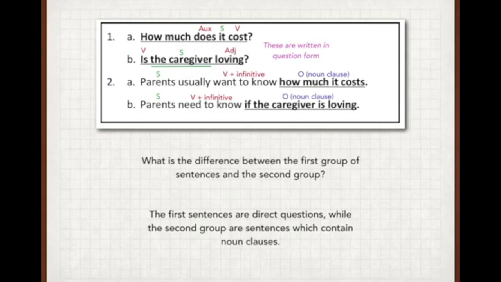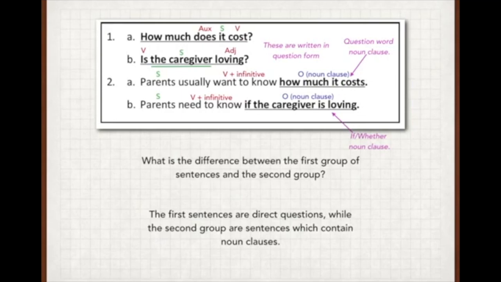So what's the difference? The first group are direct questions. In the second group, in the first one, we have a question word noun clause, because how much it costs comes from how much does it cost. In the second one, we have an if/whether noun clause. So today, we're going to look at two different kinds of noun clauses: one, question word noun clauses, and the other one, if/whether noun clauses.